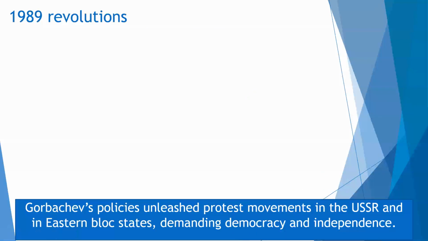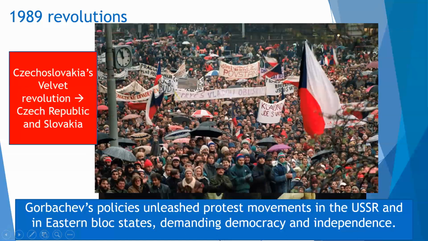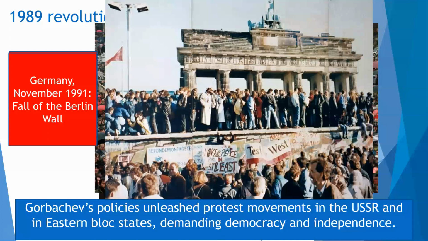Gorbachev's policies unleashed protest movements in the USSR and the Eastern Bloc states demanding democracy and independence. The first ones were in Poland, followed by Hungary and Czechoslovakia's Velvet Revolution, which divided Czechoslovakia into the Czech Republic and Slovakia, peacefully. This is also when we see the fall of the Berlin Wall in November of 1991 in Germany.